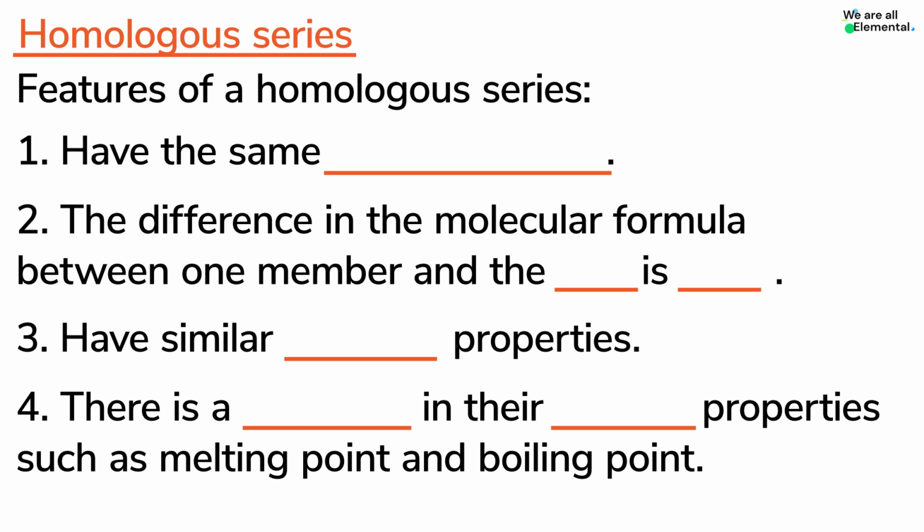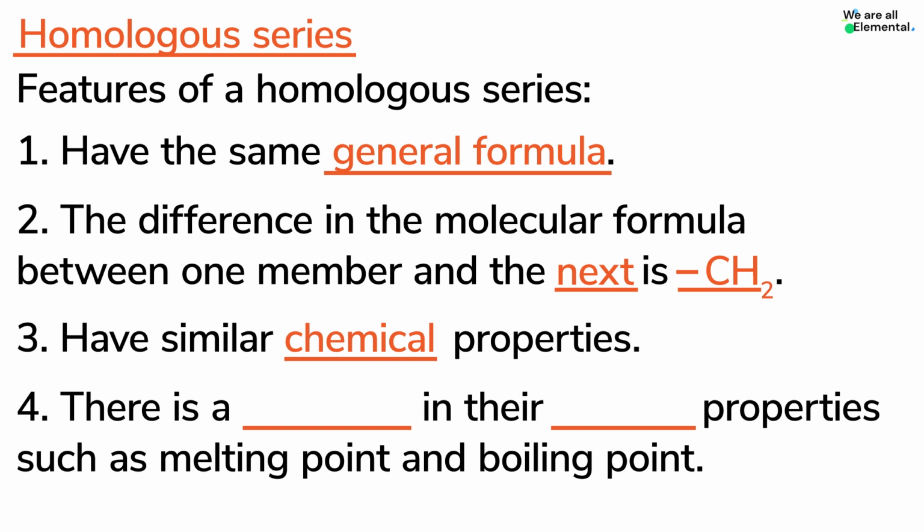Before we learn how to name them, here are some features. Members of the same homologous series have the same general formula. The difference in the molecular formula between one member and the next is 1 carbon and 2 hydrogen. They have similar chemical properties, but there is a gradation in their physical properties, such as their melting point and their boiling points.